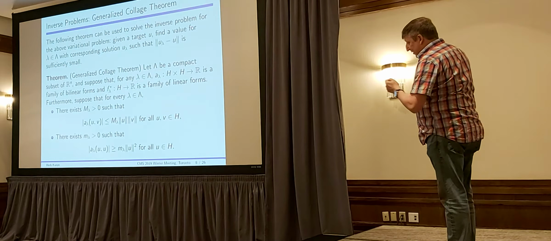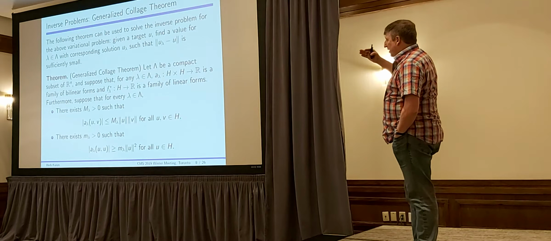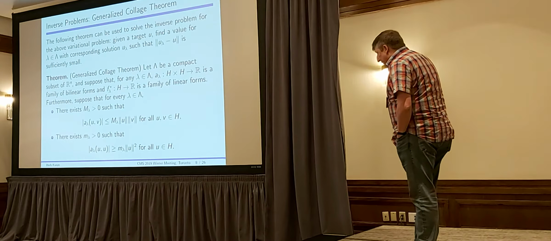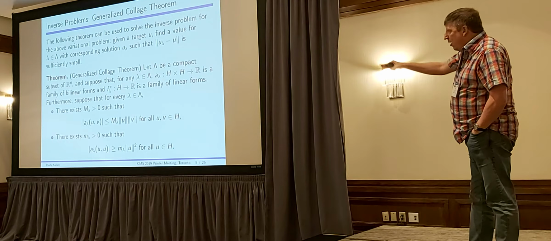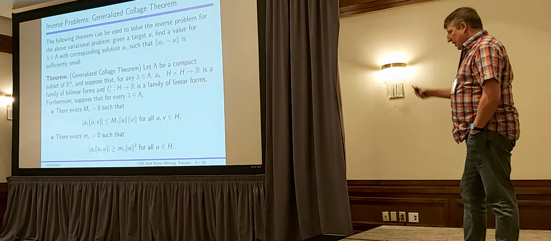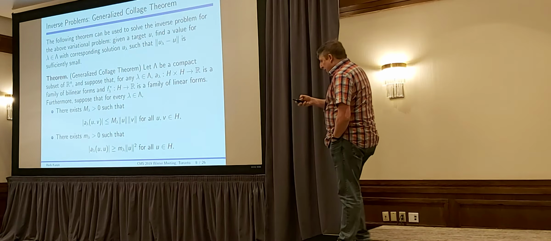And the hypotheses from Lax-Milgram are continuity or boundedness and coercivity. So these two bullets at the bottom are the key hypotheses. A_λ should be less than or equal to some bound M_λ ‖u‖‖v‖, and A_λ with the same argument, A_λ(u,u), should be greater than or equal to m_λ ‖u‖². The m_λ will play the role that the contraction factor played in the previous theorem. You'll see that in a second.